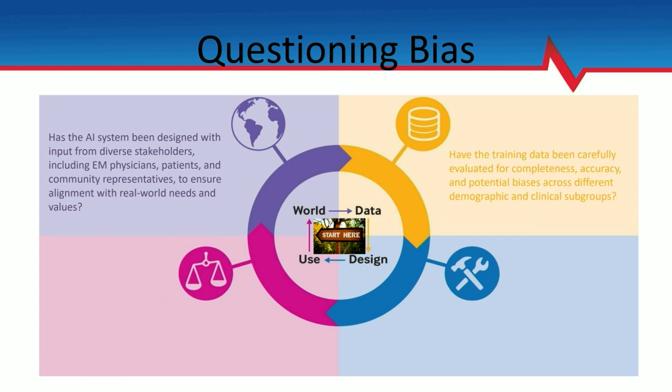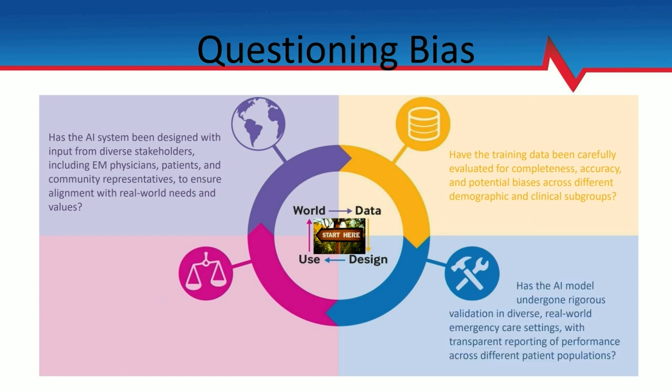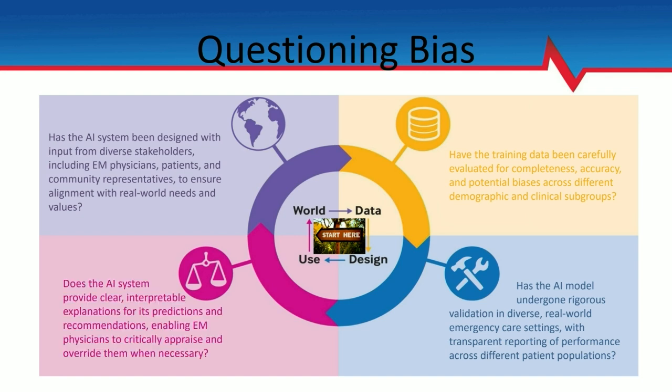For data, well, who's collecting the data, who's included in the data, and how did we handle the data after we collect it? The AI model itself, well, was it validated in many settings or was it just one? Was it internally validated or externally validated? And then last but not least, is this a black box? Is the AI just telling you something and you have to follow it? Or can you understand how it came to those conclusions?